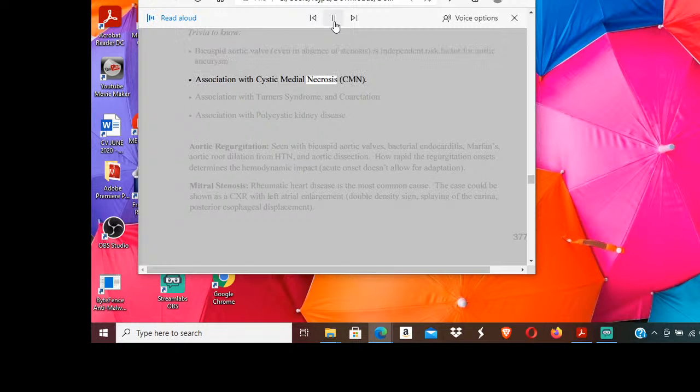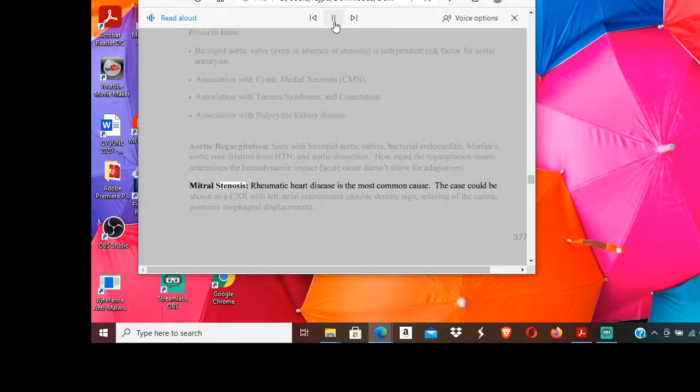Association with cystic medial necrosis, CMN. Association with Turner's syndrome, and coarctation. Association with polycystic kidney disease. Aortic regurgitation is seen with bicuspid aortic valves, bacterial endocarditis, Marfan's, aortic root dilation from HTN, and aortic dissection. How rapidly the regurgitation onsets determines the hemodynamic impact. Acute onset doesn't allow for adaptation.